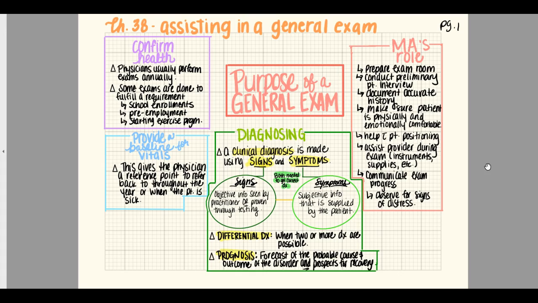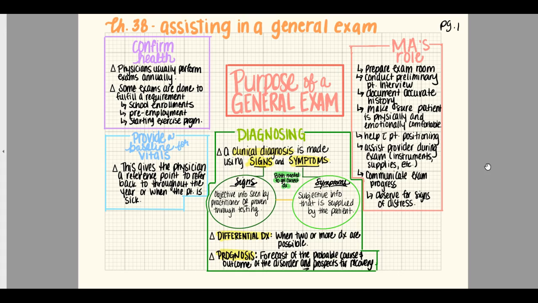So they kind of correlate and go hand in hand. A differential diagnosis is when there are two or more possible diagnoses. So this happens a lot with things like headaches, stomach aches. There are a million different things that can cause someone's upset stomach, just like there are a million different things that can cause someone's headaches.